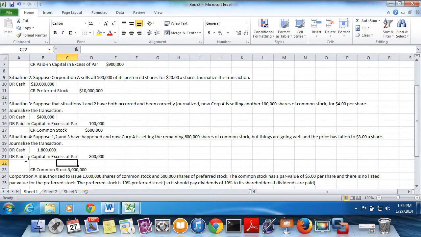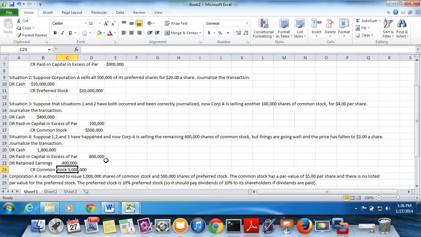Okay, so now if you add those two together, that's $2.6 million. So we're still $400,000 shy of balancing the debits and the credits in this transaction. So we still need another debit entry, and now since all of the paid-in capital in excess of par has been exhausted, if you refer back to your slides, you'll see that when there is no balance in paid-in capital in excess of par, the debit goes straight to retained earnings, and that would be for $400,000.